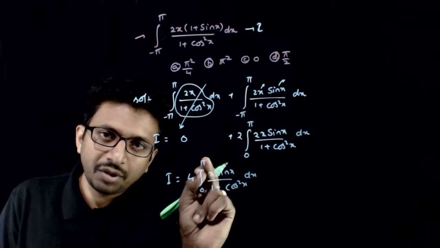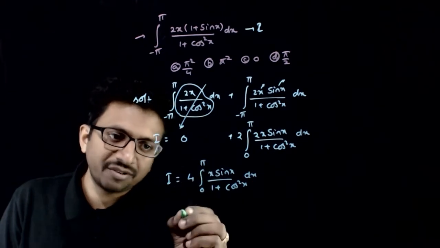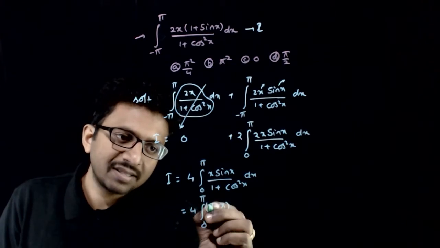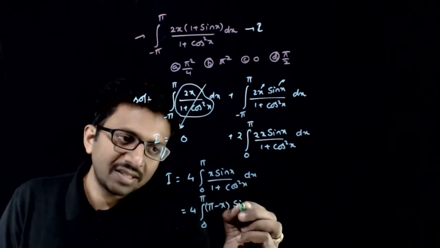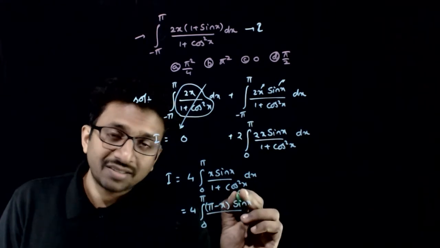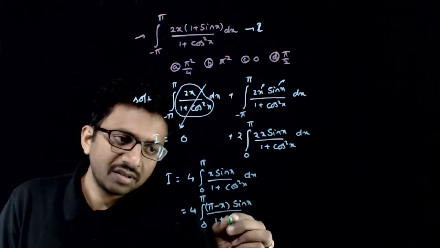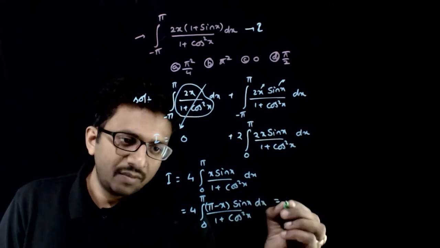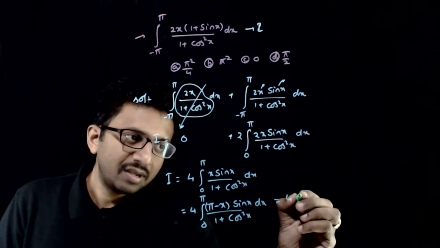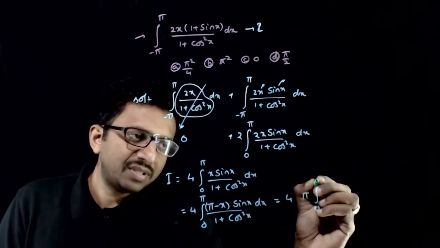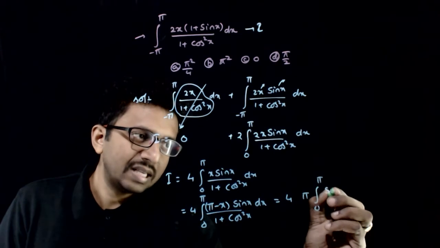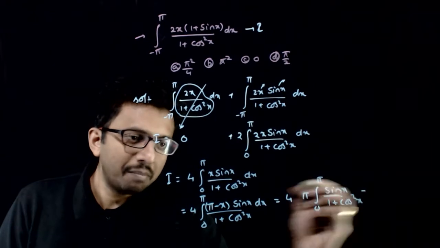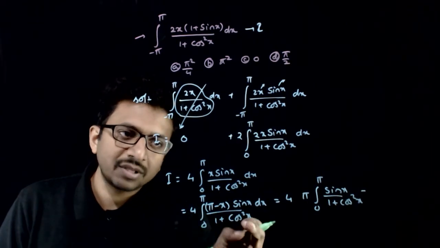the place of x. If you have 0 to a, I can put a minus x in the place of x. That is 4 times integration from 0 to pi of (pi minus x). Sin of pi minus x is same as sin x. Cos of pi minus x is minus cos x, but if you square it, it becomes plus cos square x. That is equal to 4 times pi times integral 0 to pi of sin x by 1 plus cos square x, minus integral 0 to pi of x sin x by 1 plus cos square x.